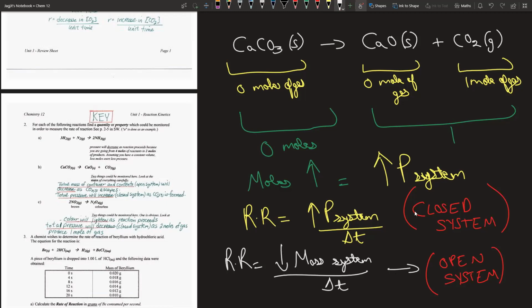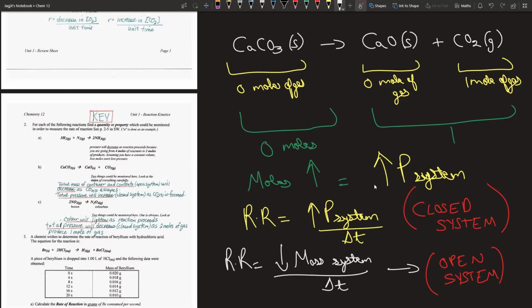Because if it's a closed system, will this gas ever disappear? No. If it's a closed system, the gas will never disappear. If the gas never disappears, the mass will never change. So here you go. You have two ways of describing the reaction rate. If it's a closed system, then because my number of moles have gone up, my pressure of the system will go up as well. So then I can measure it as increase in pressure of the system over change in time.